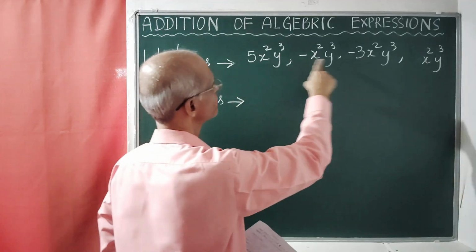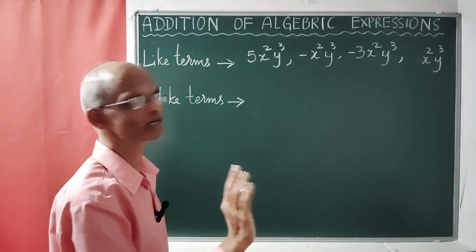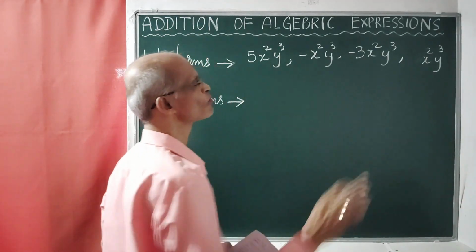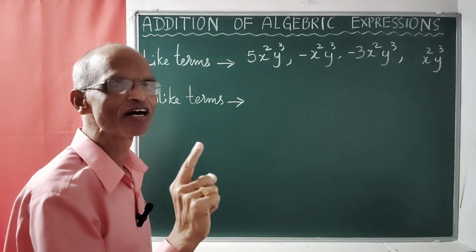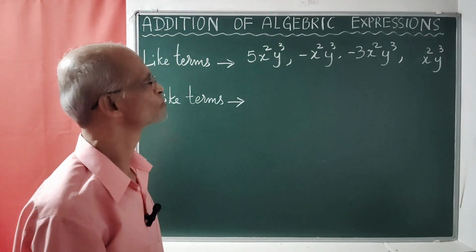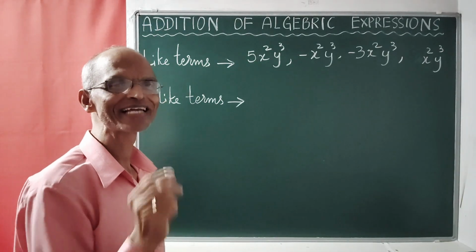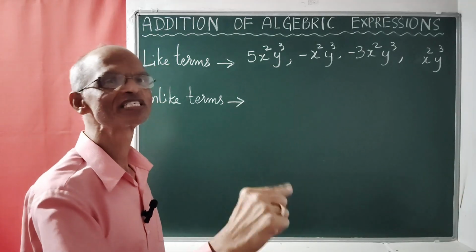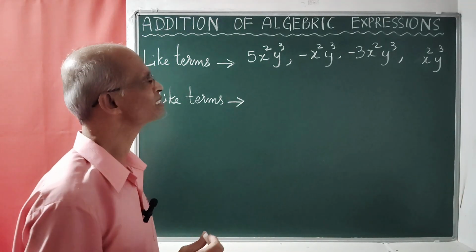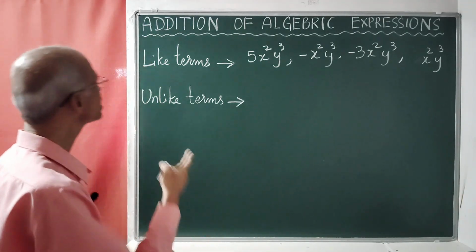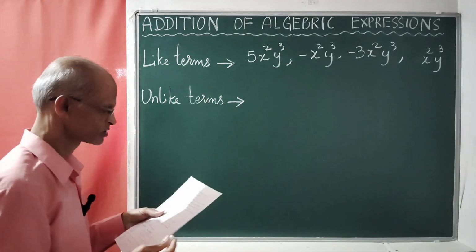So all the terms that have same variables with same powers are called like terms. If not, they are called unlike terms.